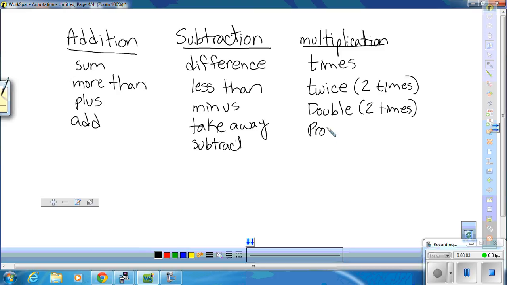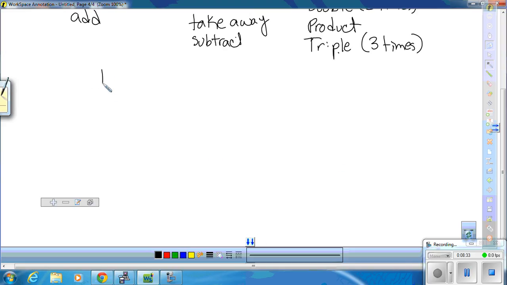Product. The product of 2 numbers. That would be to multiply. And times is the big one. The times, twice, double, triple would be 3 times. Quadruple, 4 times. I don't think I usually see much bigger words than that in there, but these are words that can mean multiplication.